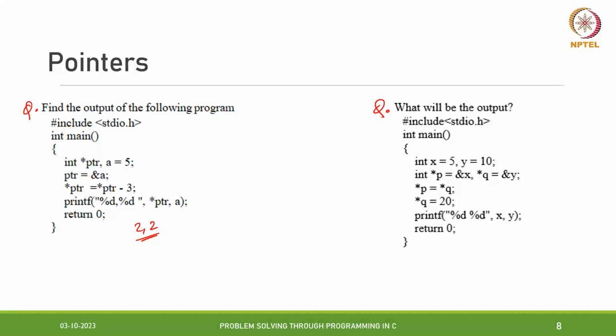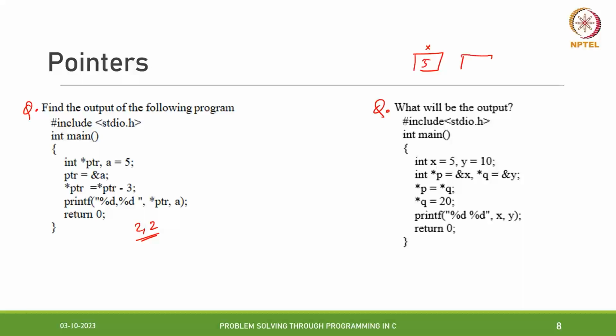Alright. Next question, we have two integer variables x and y set to 5 and 10. Now we are defining a pointer p which is pointing to x and a pointer q which is pointing to y. Now I am saying that star of p equals star of q. That means the value which was pointed by q will be stored in the memory location of p. Okay, and then I am saying star of q equals 20. So when we print x and y, what will be printed?